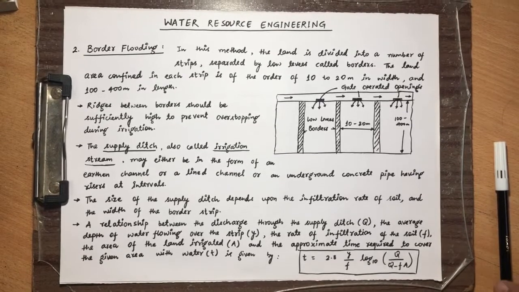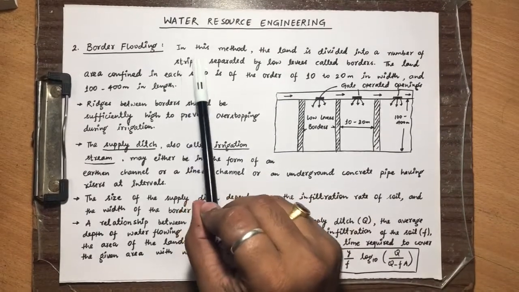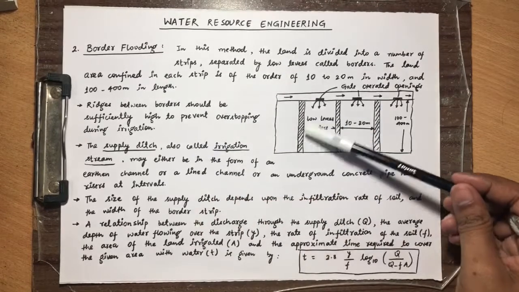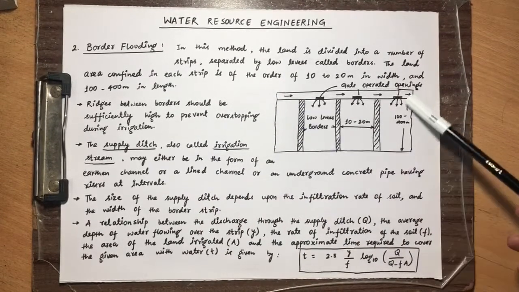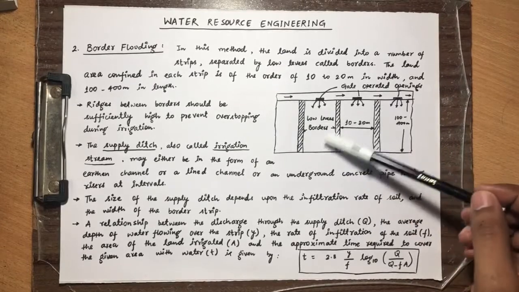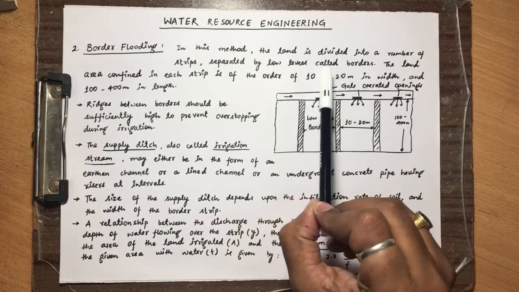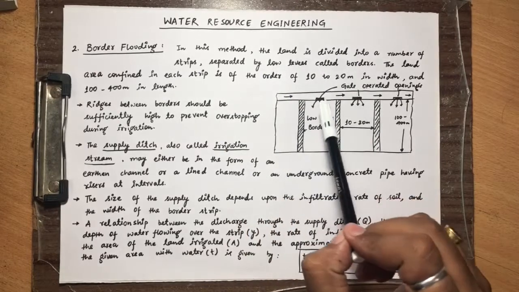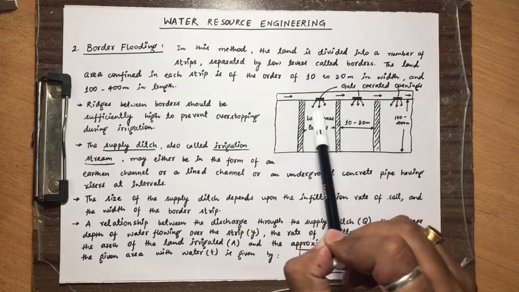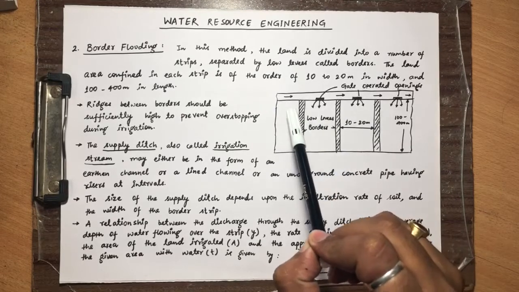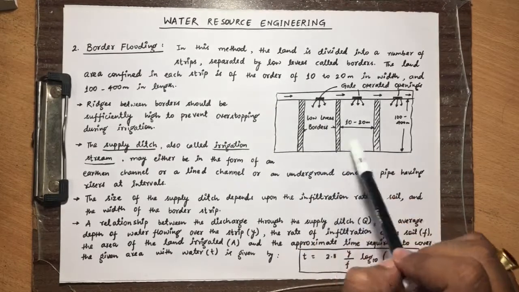In this method the land is divided into a number of strips. You can see the diagram here. This is the land and we have divided it into a number of strips separated by low levees called borders. These are the levees or borders with the help of which we have divided the field into a number of strips.